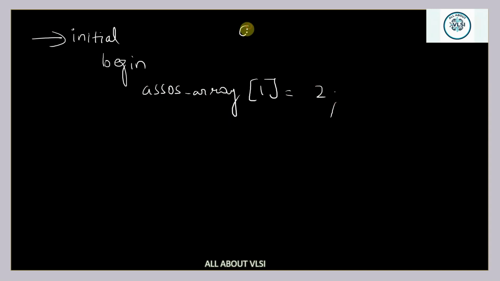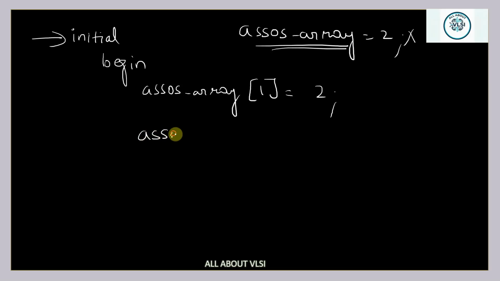Okay. You cannot simply write assoc_array is equal to 2. No, it's an array. So you need to definitely mention the index. Okay. So you're going to mention the index. And let's say assoc_array of 10 is equal to 3.